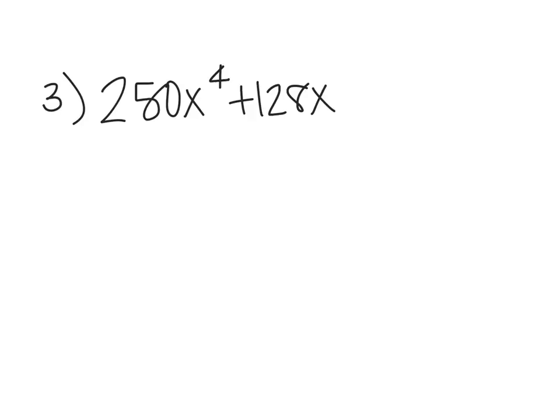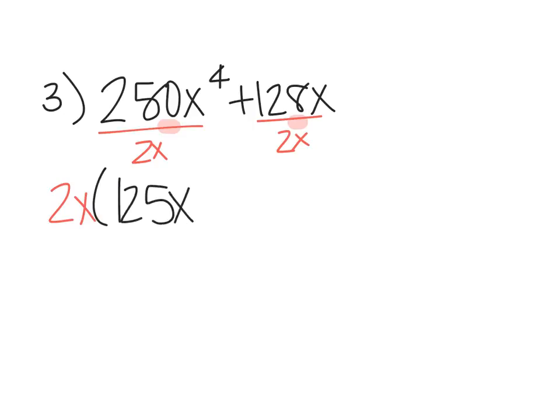So as we look at our next problem, 250x to the fourth plus 128x. Well, remember when we're factoring, the very first thing we should always look for every single time without fail is we should look for a GCF. So we need to figure out if 250 and 128 have anything in common. Well, just using common sense, I know they're both even because they end in 0 and 8, so that means I know they're both divisible by 2. And they both have an x in there, so technically I can factor out a 2x. And if I factor out a 2x, then I am left with 125x to the third plus 64.